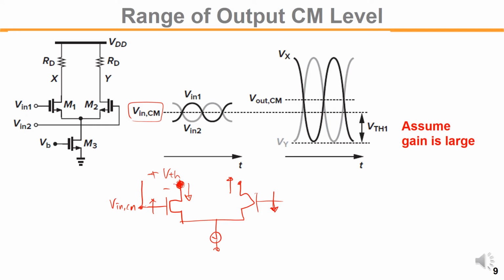So this is the lowest signal swing. On the right hand side, if the voltage goes down, this transistor can turn off and the output can go up to VDD, right? Since the output is connected to load impedance RD.